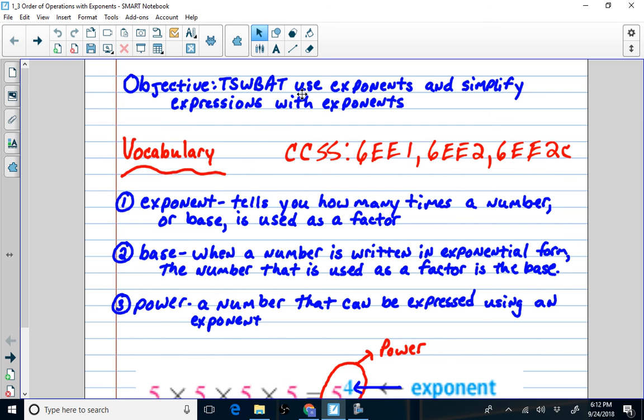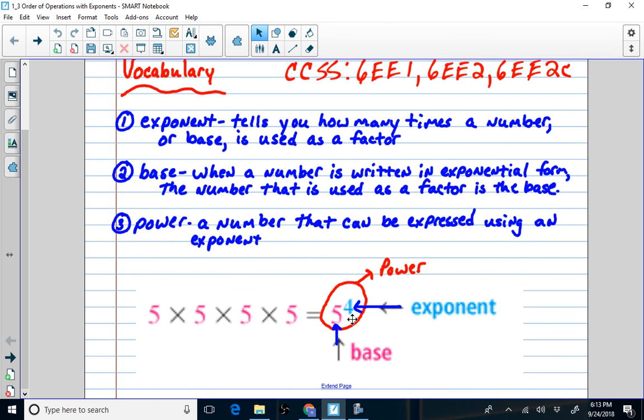Our objective today is to be able to use exponents and simplify expressions with exponents. Similar to our lesson the other day, we have 3 vocabulary terms. We'll be using the same terms today: exponent, base, and power. I won't read through them because you should be familiar with them already. We know that the power is the base number and the exponent together. The base number represents the factor that is being used. The exponent represents how many times that factor is being multiplied.